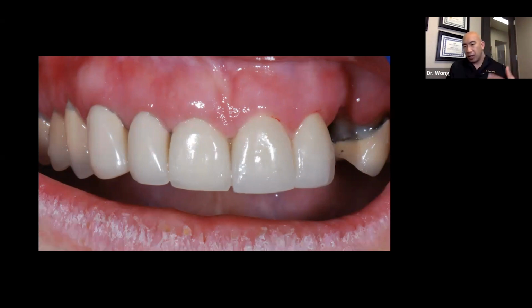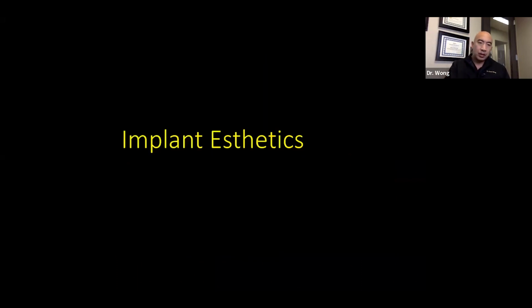And these are all things that we need to talk about and have a conversation about, because it does, as you can see here, affect the aesthetics of the case. And it also may affect the adjacent tooth, just like that brand new crown that patient just paid for. And now it's got 3-4 millimeters of recession on the mesial surface.